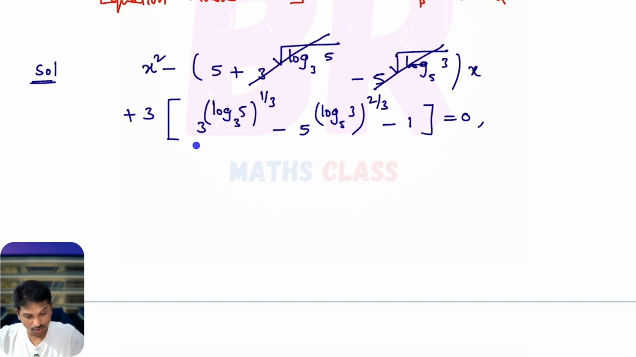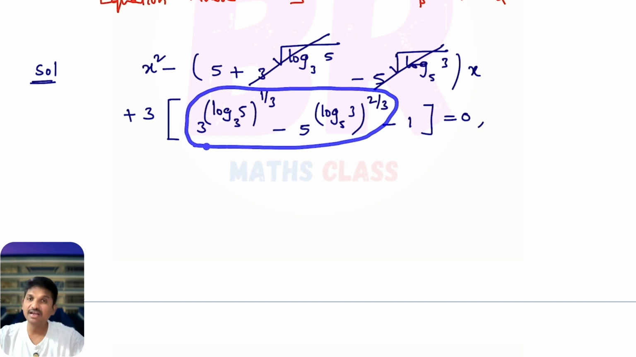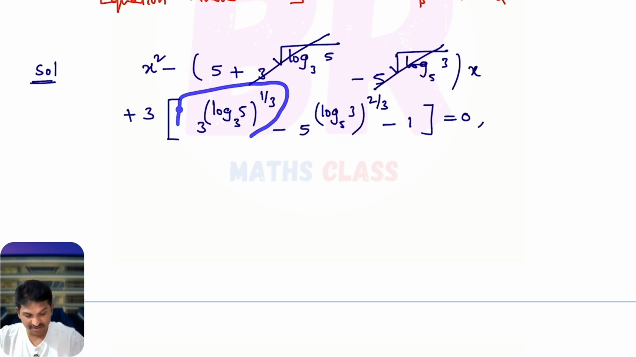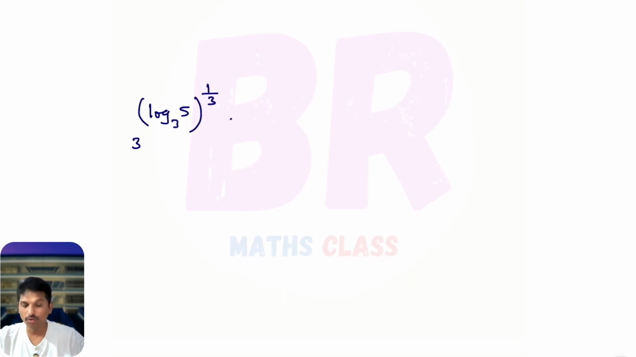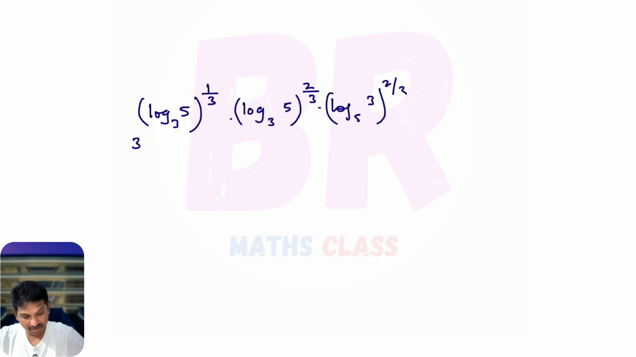Now what about this part? See, we didn't learn any property related to this, but you can simplify this. I'll take only this part. You observe, I just consider this 3 power log 5 base 3 whole power 1 by 3. Now what I'll do, I'll multiply this expression with log 5 base 3 whole power 2 by 3 into log 3 base 5 whole power 2 by 3. You see, what is this actually?